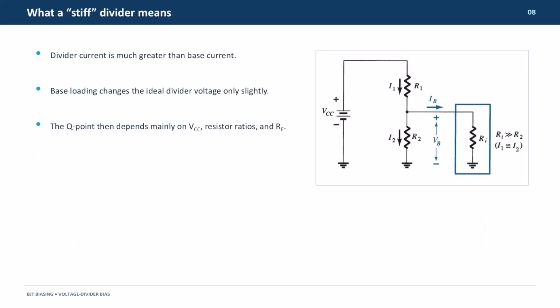A divider is called stiff when its current is much greater than base current. Under that condition, connecting the transistor produces only a small reduction in divider voltage. This is the physical basis of the approximate method. The exact method includes base loading and remains valid even when the divider is not stiff.